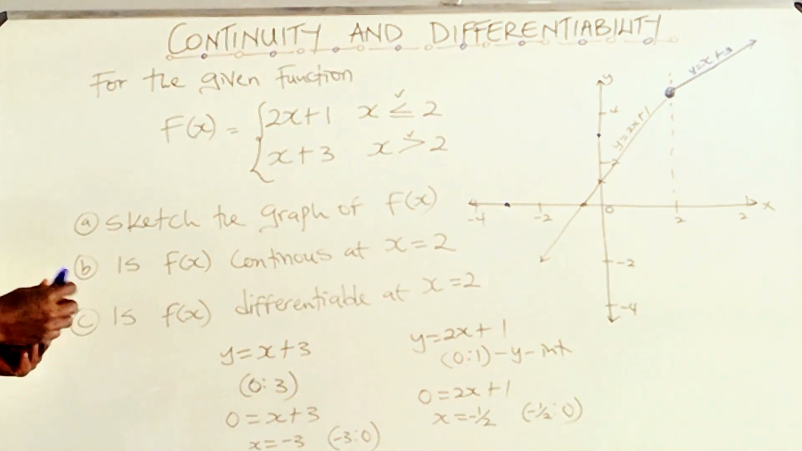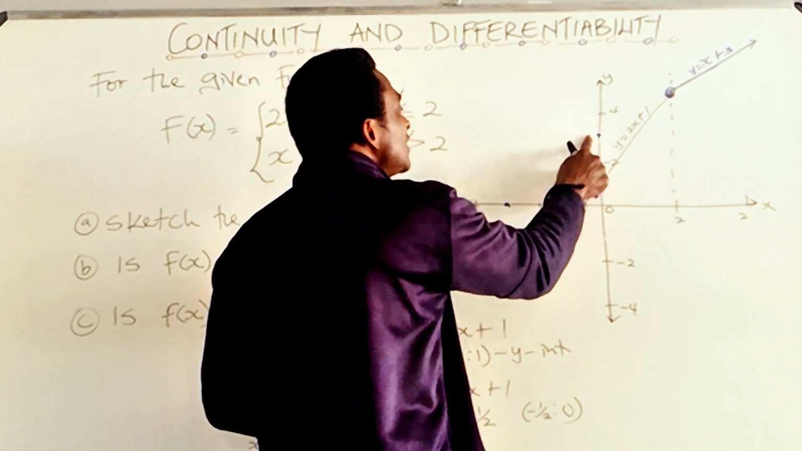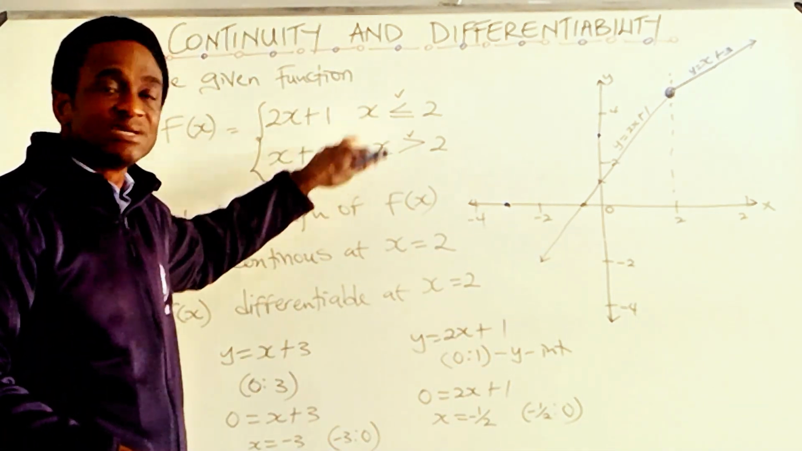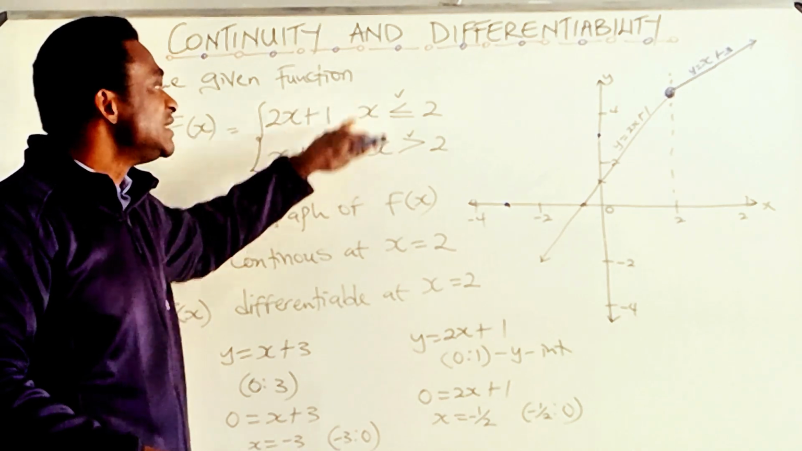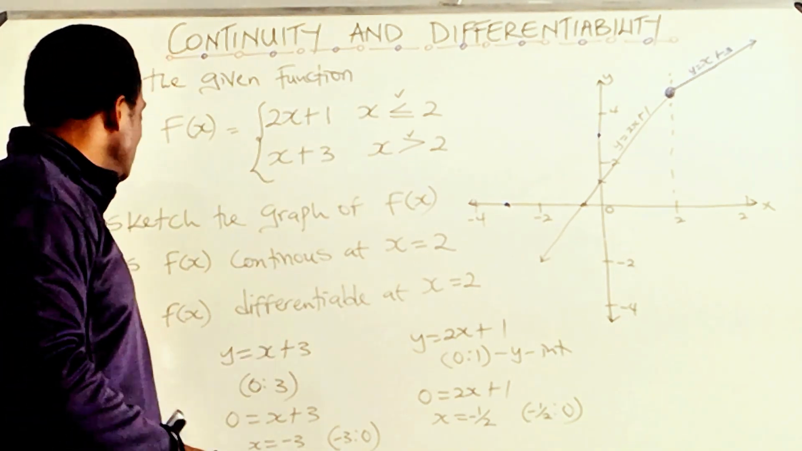Remember, what makes this graph, this piecewise function, is the conditions. And if we don't respect these conditions, then the graph will be invalid. Now let's go to the second question.